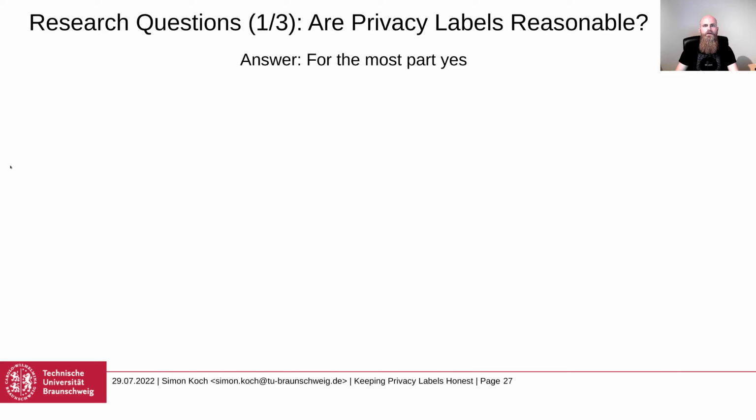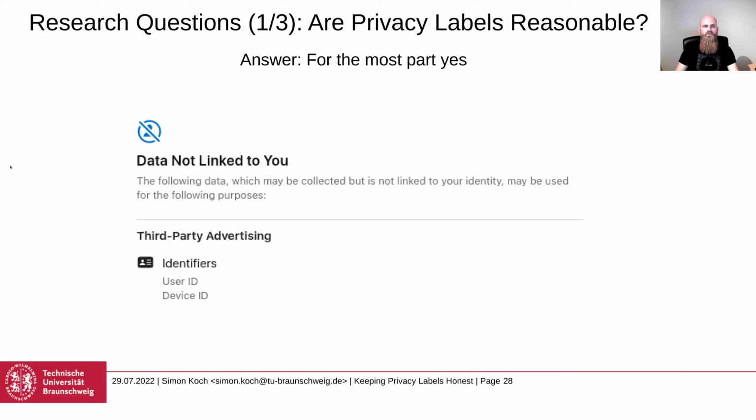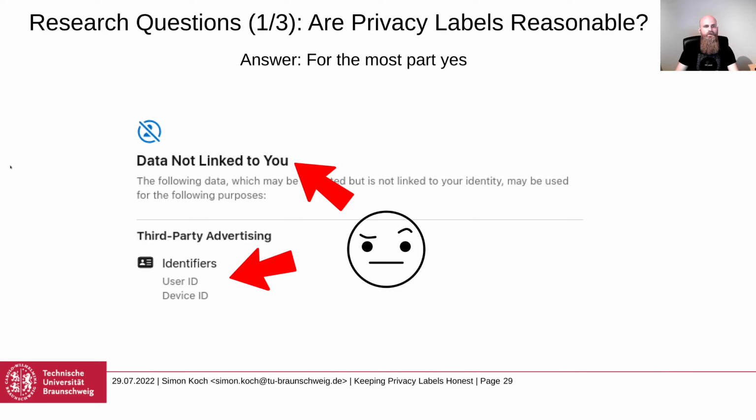However, when we had a look, for example, at the section of data not linked to you, we saw that some apps claim that they collect identifiers, for example the user ID or the device ID, as data not linked to you, which we consider to be an inconsistency, as we cannot really explain how this is supposed to be possible, as those identifiers are your identity in the context of data collection on a smartphone.